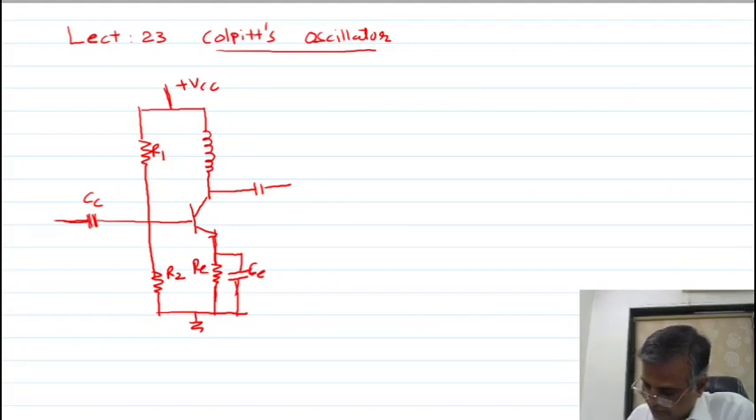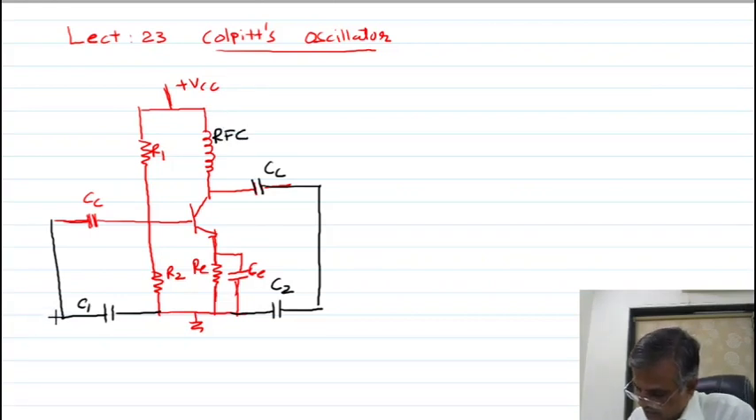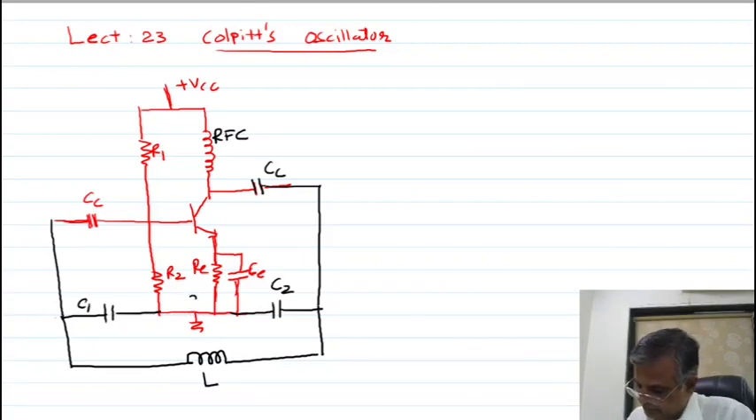Here, this is your capacitor C1. This is capacitor C2. This is a coupling capacitor. This is a radio frequency coil or choke. Here the inductor L is kept. This is terminal number 3. This is terminal number 1. This is terminal 2.